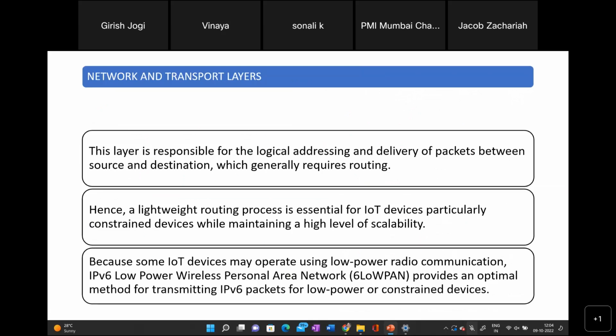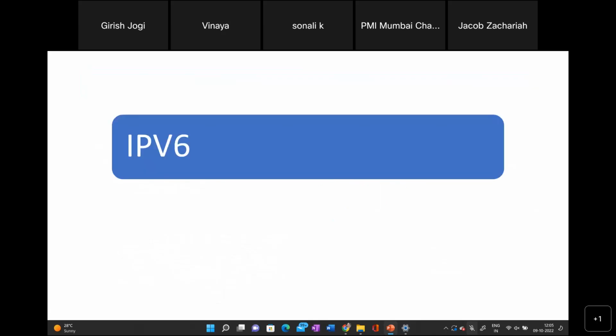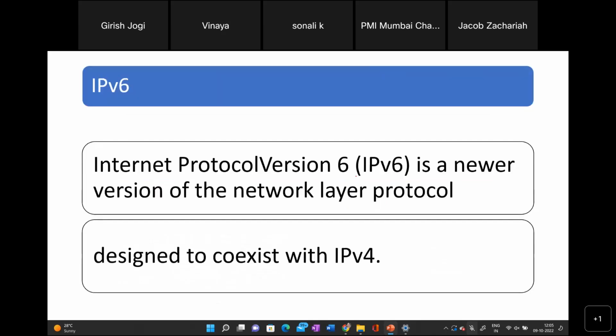At the network and transport layer also, there are technologies. We have just discussed Weightless, which is available in 2-3 different categories: Weightless N, W or P. P is generally used for ultra narrow band or sensor-based applications, while the other two are used for other spectrums. IPv6 is one of the protocols used at the network layer and it coexists with IPv4. I had a few questions, so if you permit, can we take the questions or shall I go ahead?